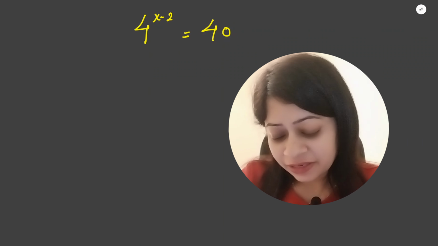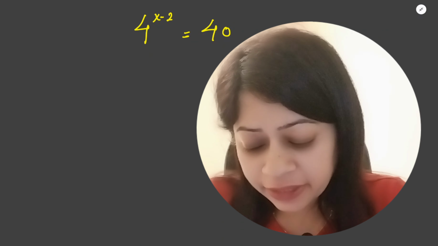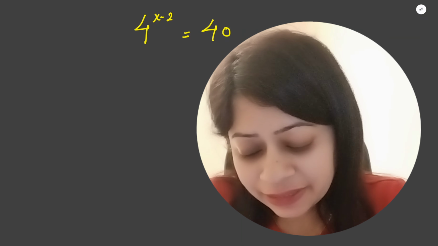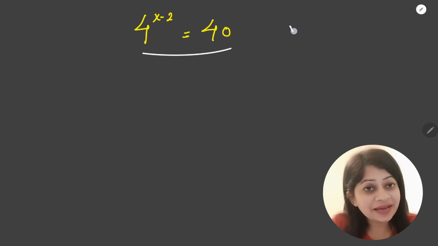Hello everyone. So in this video we have a question. We have 4 raised to power x minus 2 is 40, and we need to find out the value of x, right?